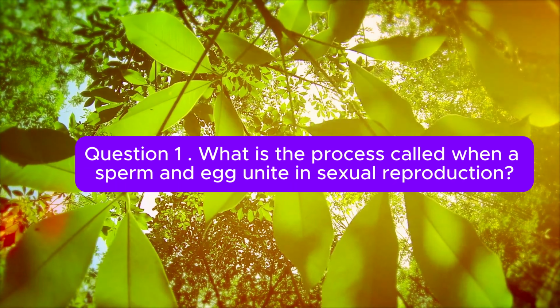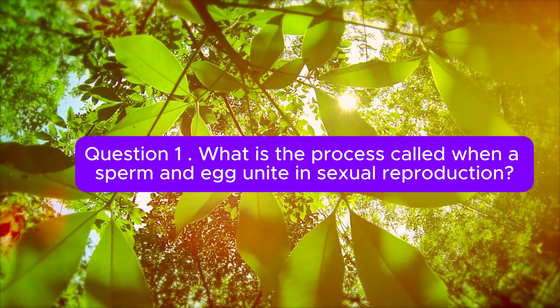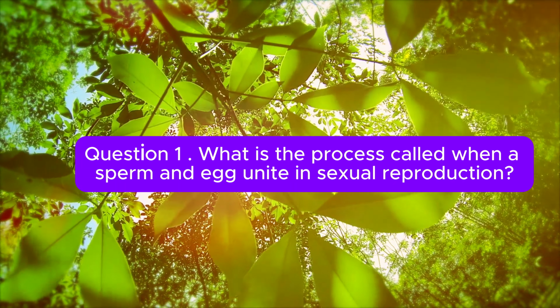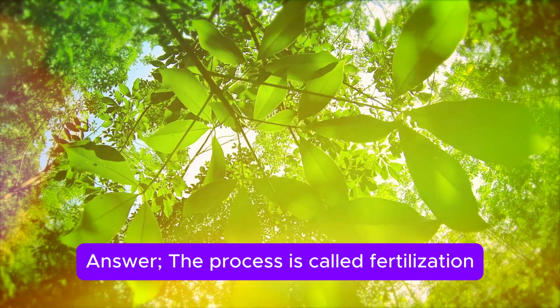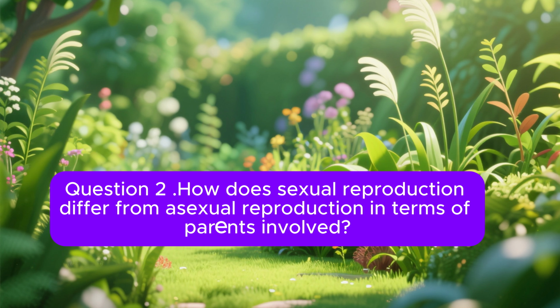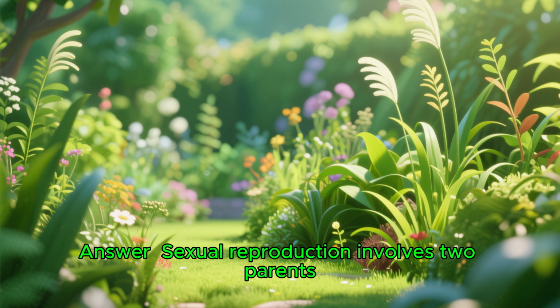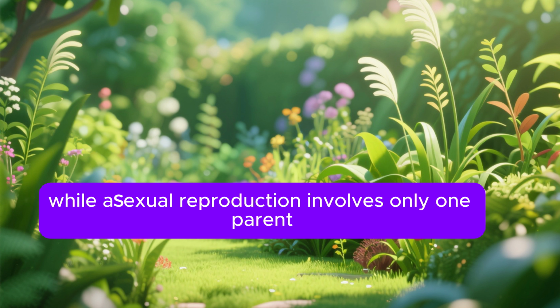Question 1. What is the process called when a sperm and egg unite in sexual reproduction? Answer. The process is called fertilization. Question 2. How does sexual reproduction differ from asexual reproduction in terms of parents involved? Answer. Sexual reproduction involves two parents, while asexual reproduction involves only one parent.